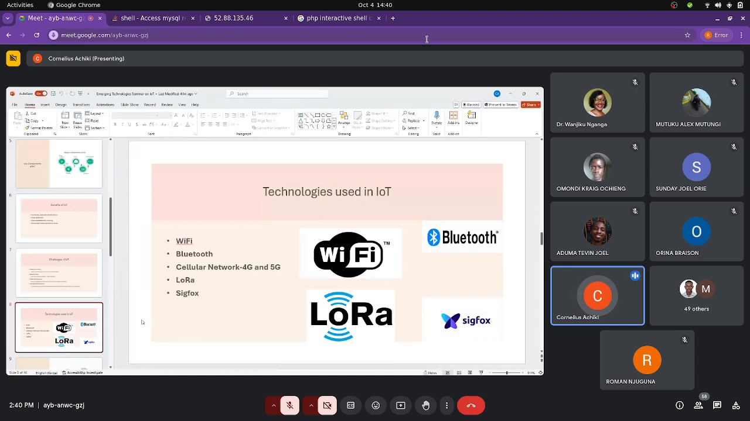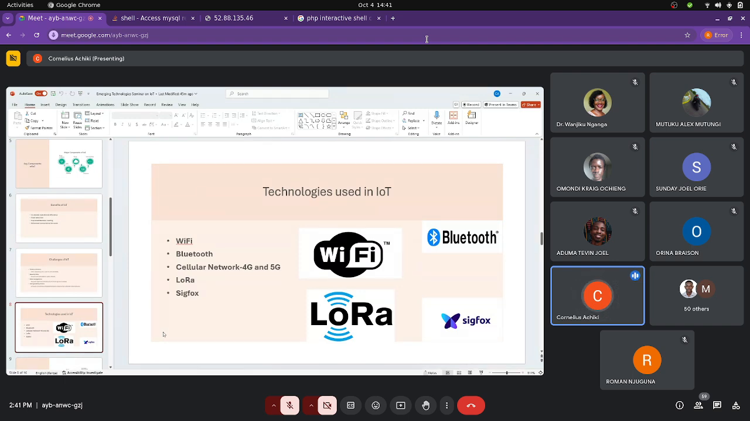I think we all know Bluetooth. We have 4G, and now we're moving on to 5G and other emerging technologies in 5G. So these are the traditional ways of connecting the device to the gateway: Wi-Fi, Bluetooth, and the cellular network.